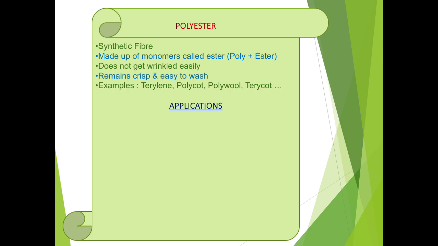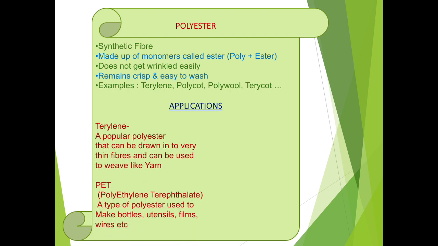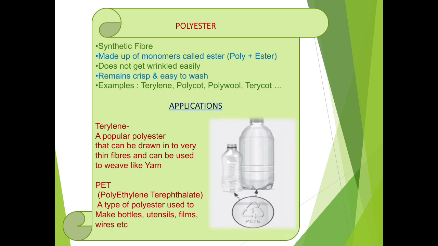Now let's move on to its applications. Terylene. Terylene is a popular polyester that can be drawn into very thin fibers and can be used to weave like yarn. So terylene is a kind of polyester that can be drawn into very thin filaments like fibers and can be used to weave like yarn, and we can use them to form fabrics.